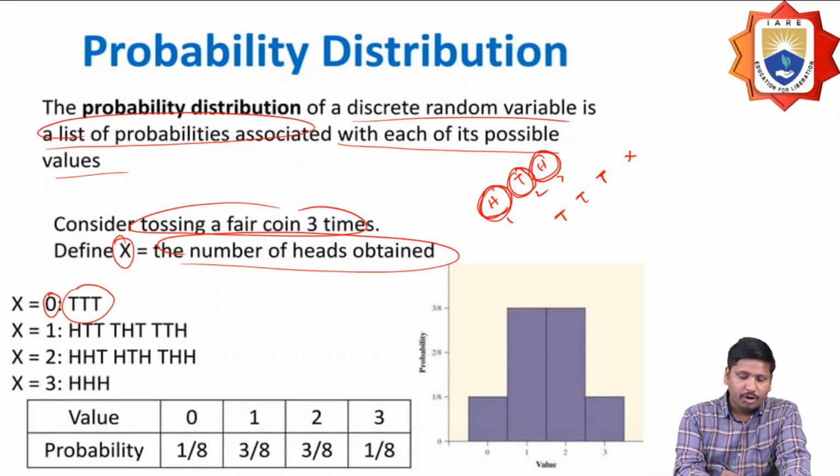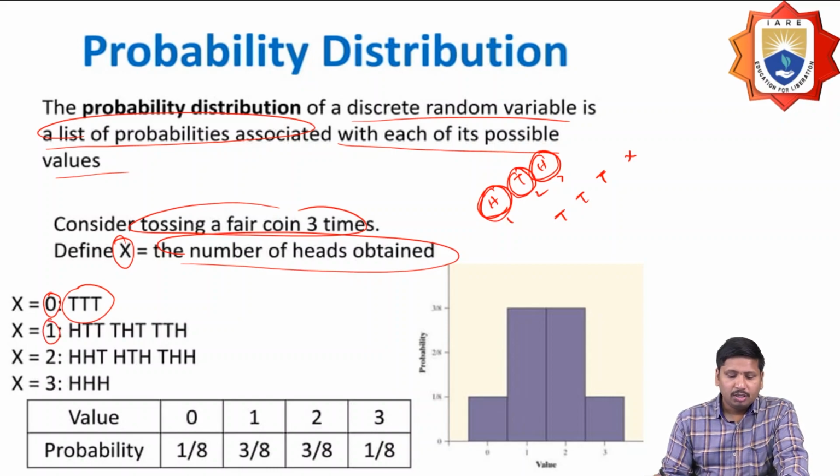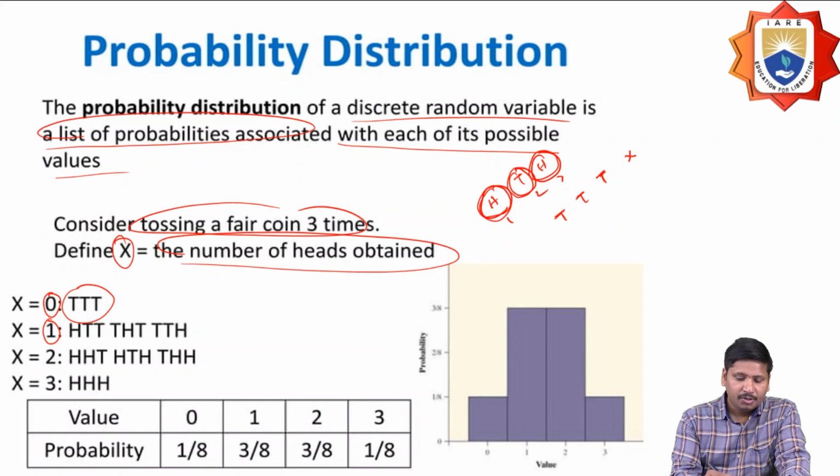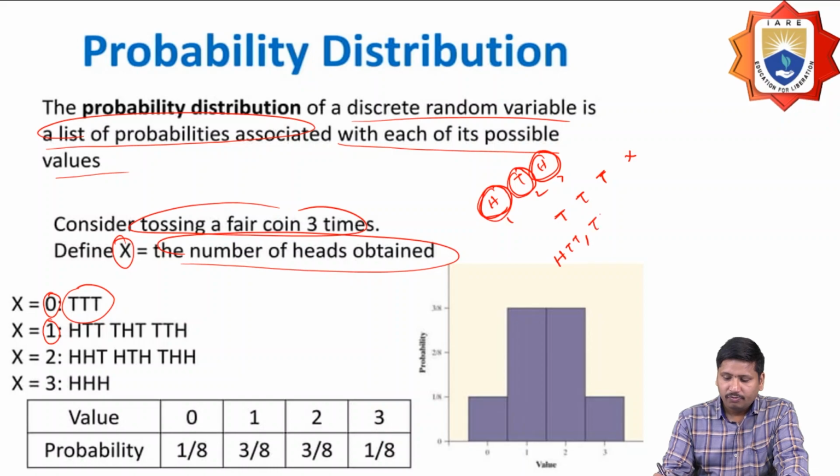Similarly, if x is 1, that means obtaining a head 1 time. How many ways are there? One head and the remaining 2 tails. So the first one is head, second is tail, third is tail; then tail, head, tail; and then tail, tail, head. So the 3 possible outcomes appear for getting one head.